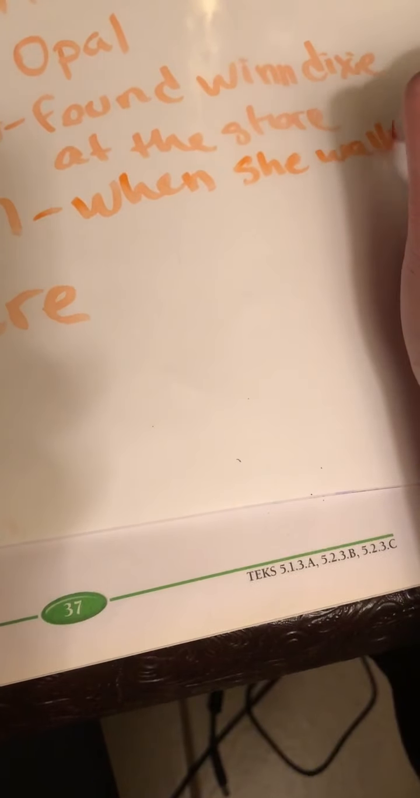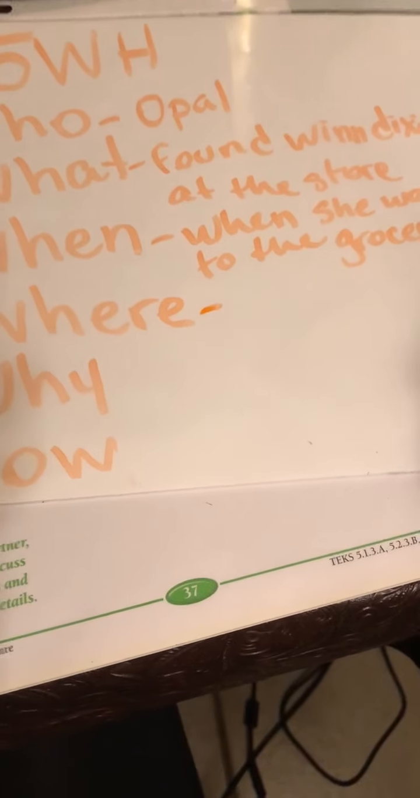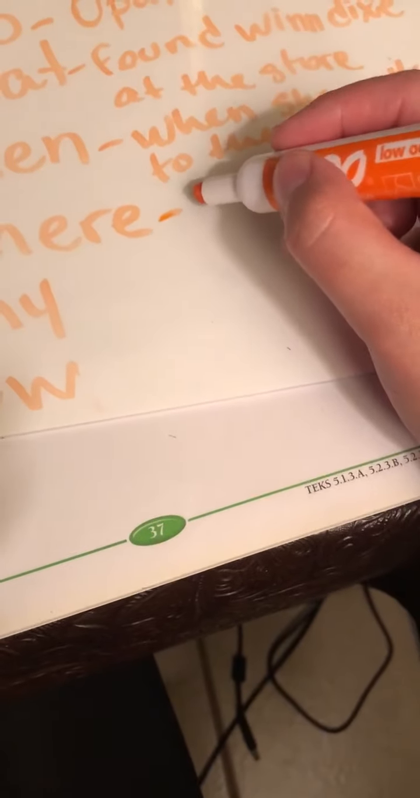When did this happen? When she walked to the grocery store. Okay, where? So remember in the book, where does it tell you that she lives? She lives somewhere in Florida. So you're gonna write your details.